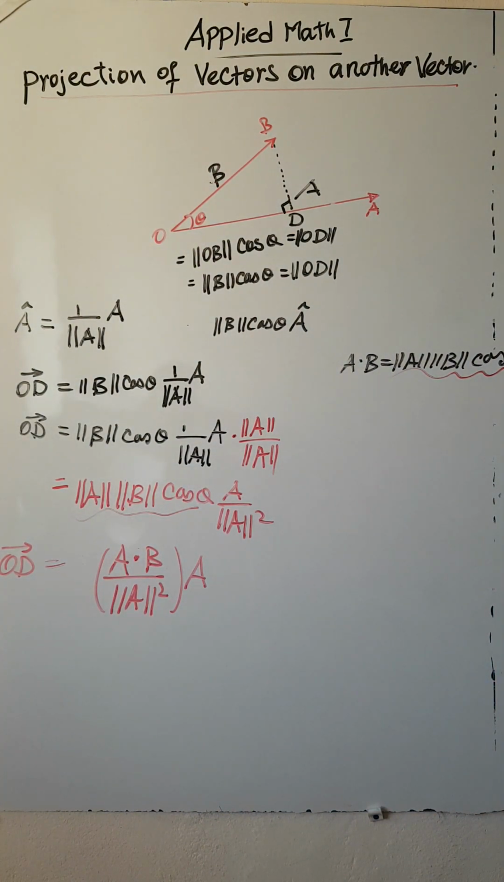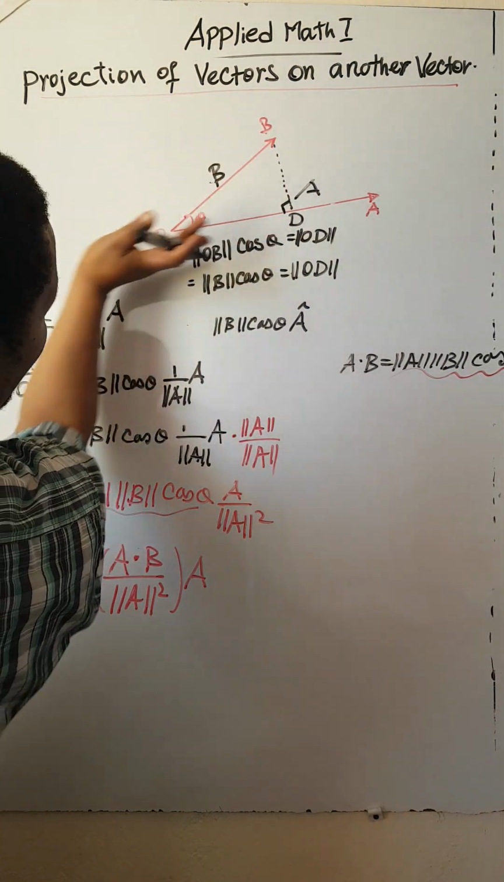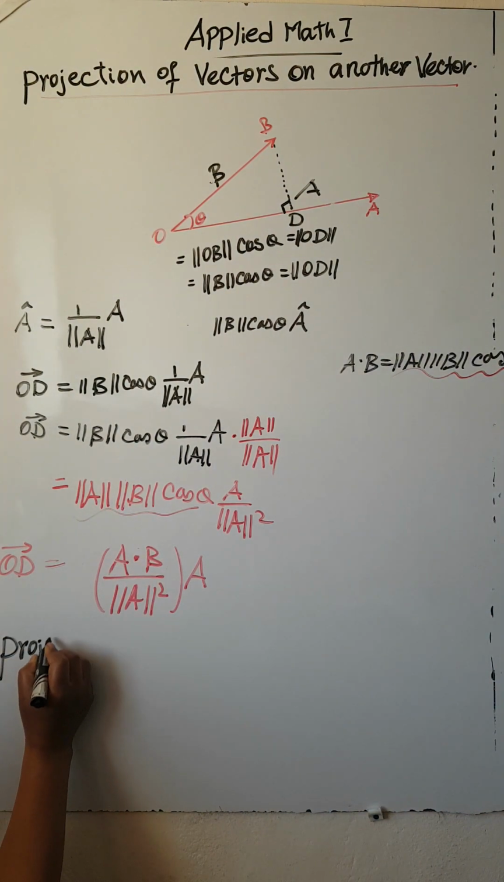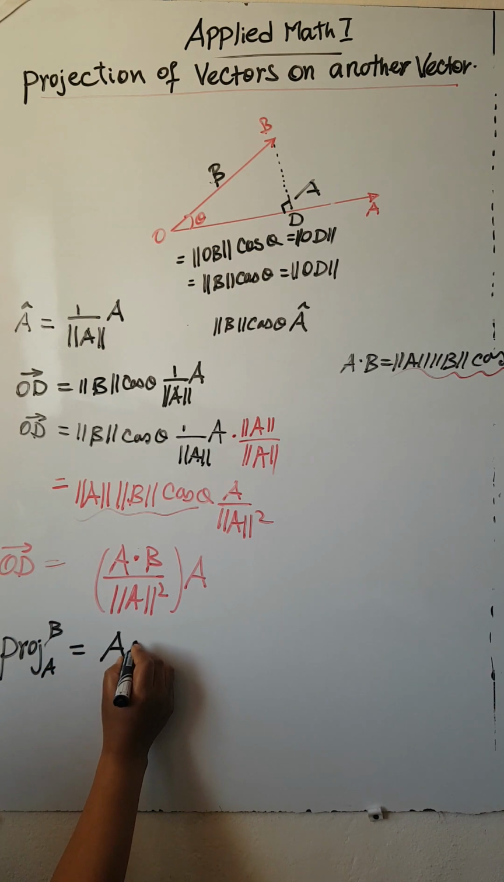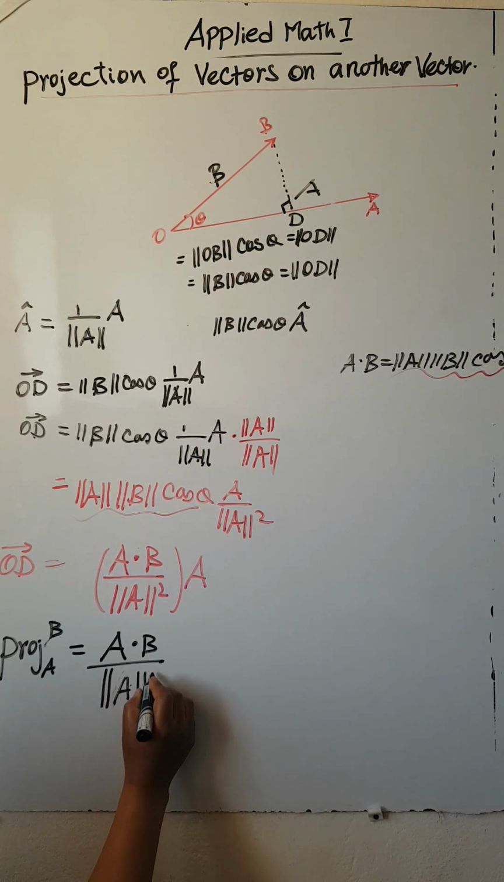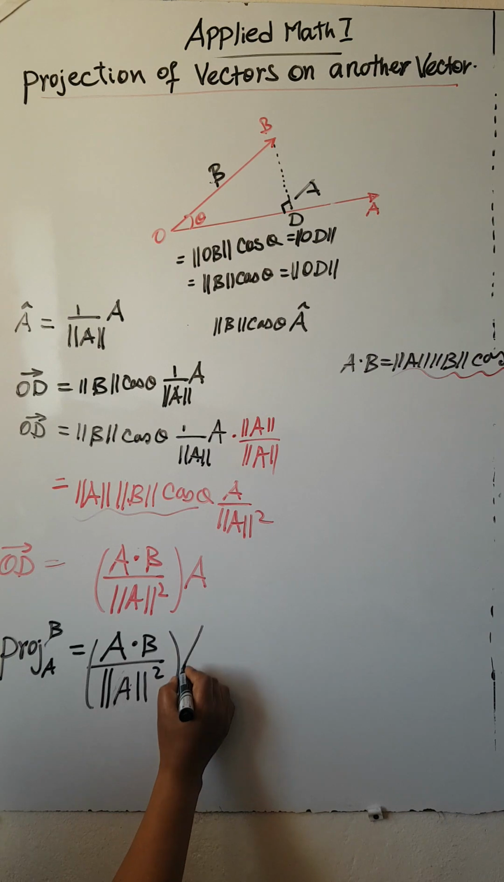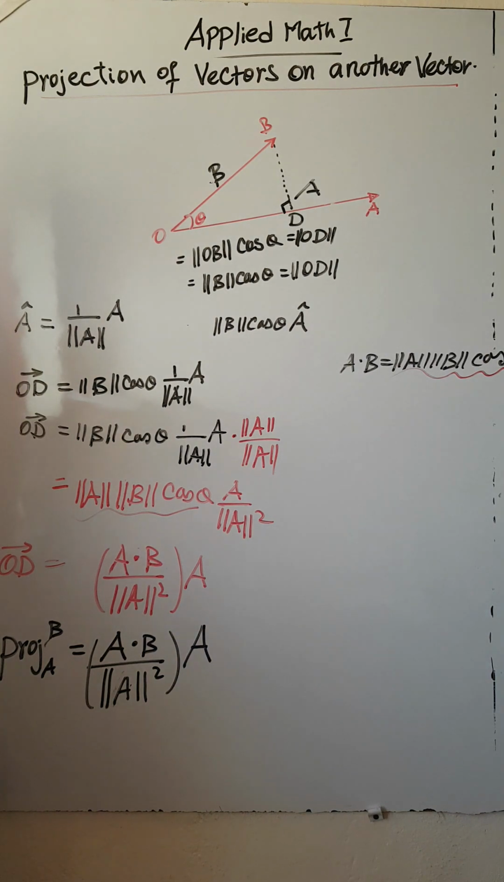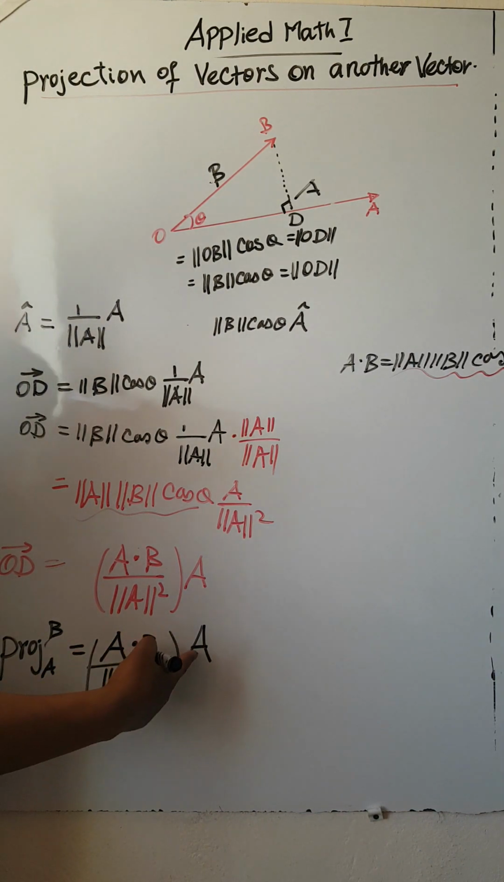So, this is the basic thing we have to keep in mind. ይሄ ምን ማለት ነው? እስካሁን ስንል OD ስንል የነበረው ምንድነው? Projection of this vector along A. ስለዚህ projection of vector B along the direction of A is equal to A dot B divided by norm of A squared, times vector A. Okay, the direction is along what? Along A. Projection of B along A.